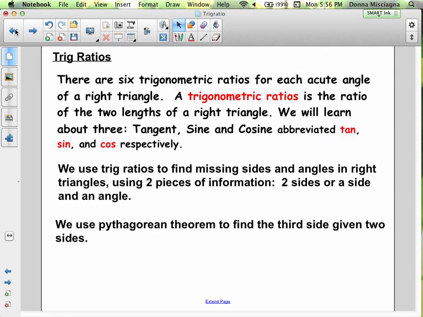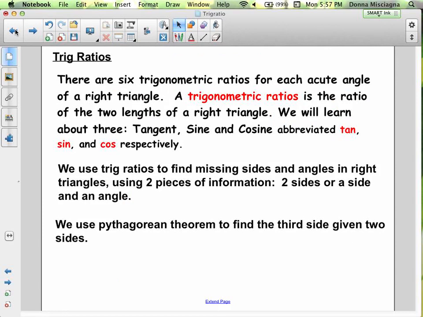All right, so now we're going to learn about trig ratios. There are 6 trigonometric ratios for each acute angle in a right triangle. A trigonometric ratio is the ratio of the two lengths of a right triangle. We're going to learn about 3: tangent, sine, and cosine. And they're abbreviated tan, T-A-N, S-I-N for sine, and C-O-S for cosine, respectively. We use trig ratios to find missing sides and angles in right triangles using 2 pieces of information, 2 sides or a side and an angle.